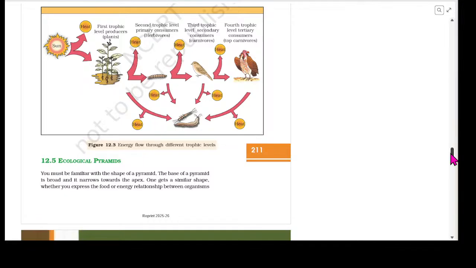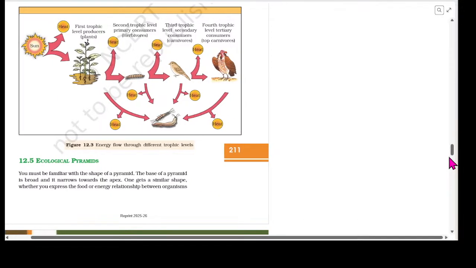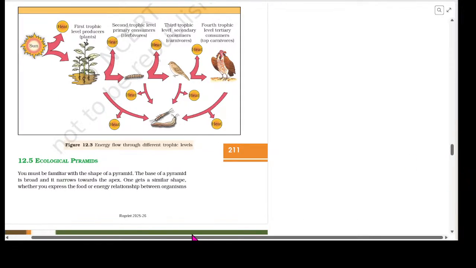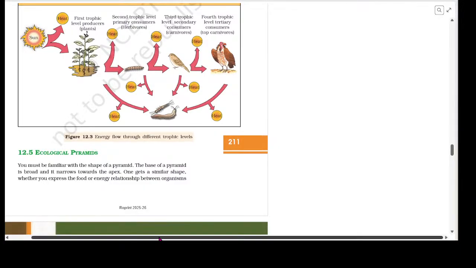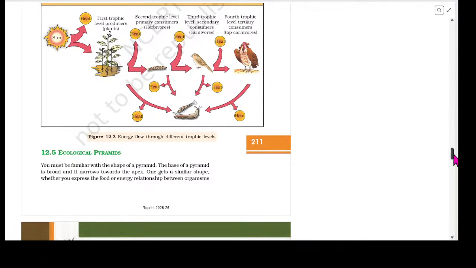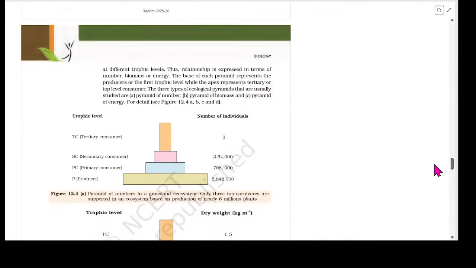Next topic, and very important for competency: ecological pyramids. You may be familiar with the shape of the pyramid. The base of the pyramid is always broad and it narrows towards the apex. One gets a similar shape whether you express the food or energy relationship between organisms at different trophic levels. This relationship is expressed in terms of number, biomass, or energy.